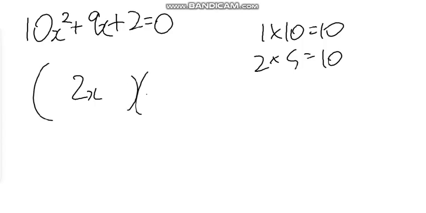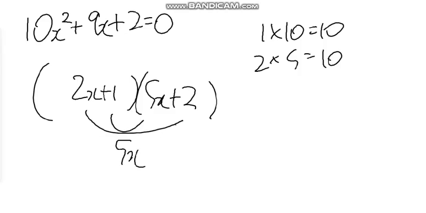2x and 5x. Let's try 1 and 2. Do that, 5x, do that, 4x. 5x plus 4x equals 9x. Now we found it.